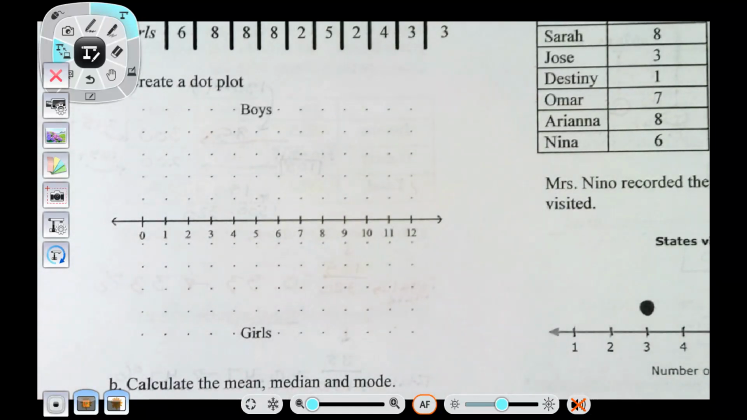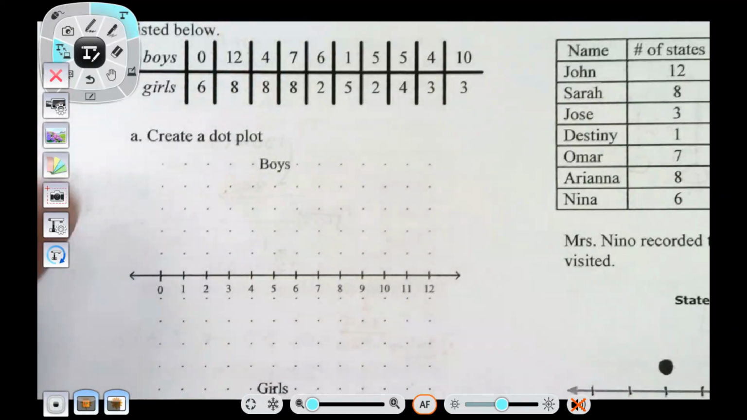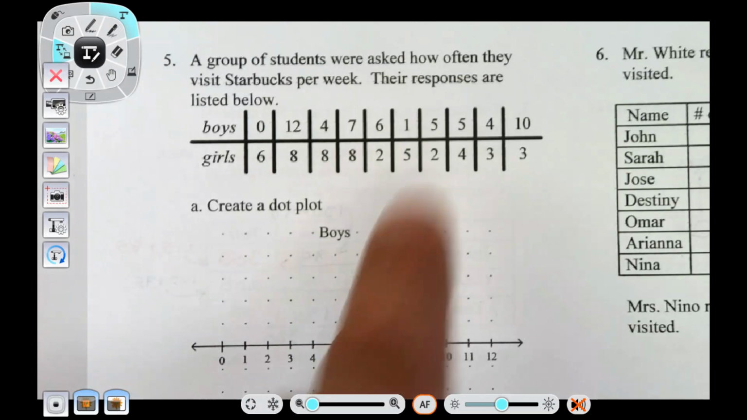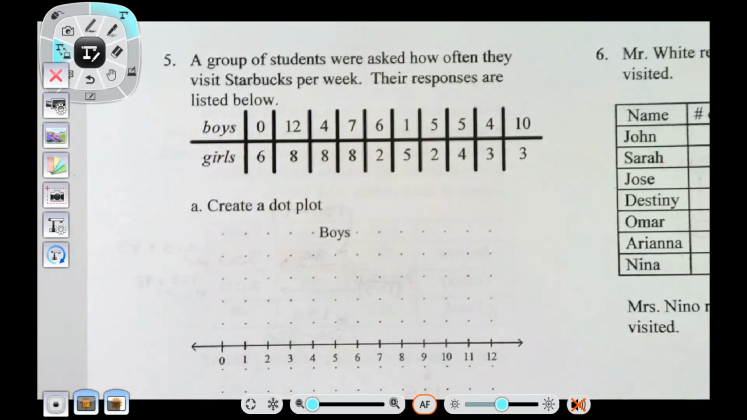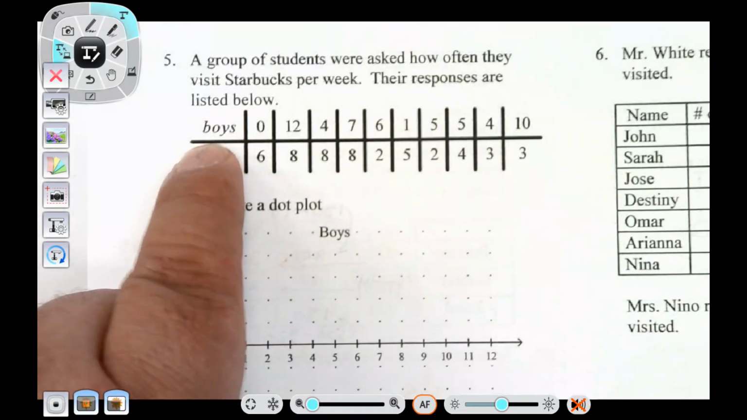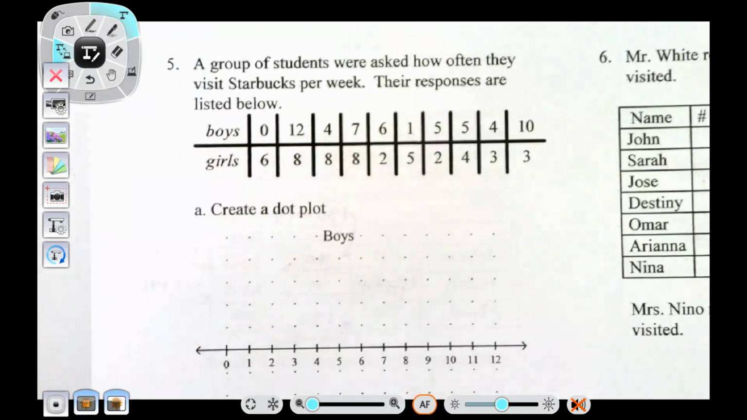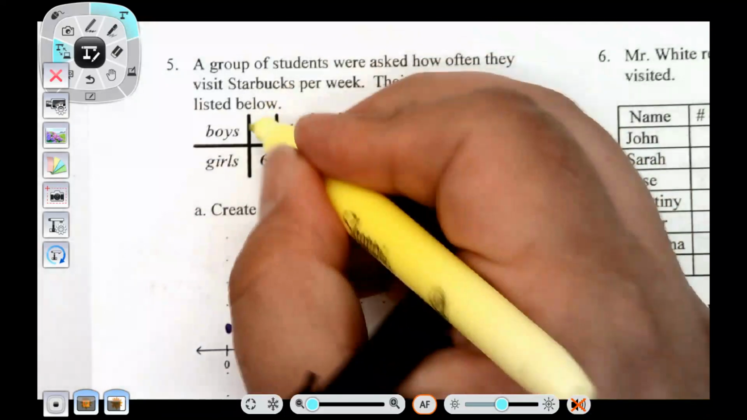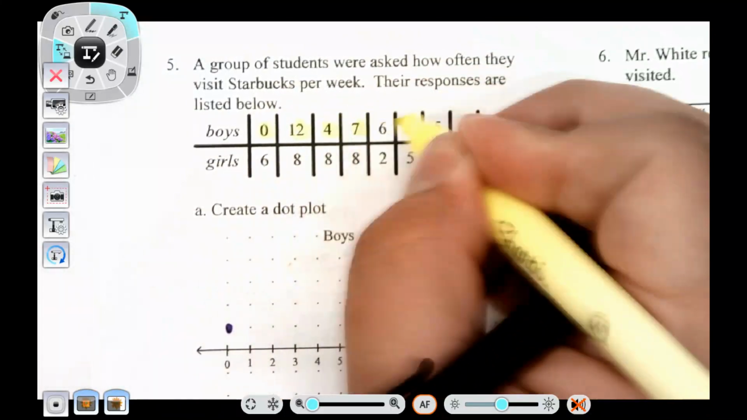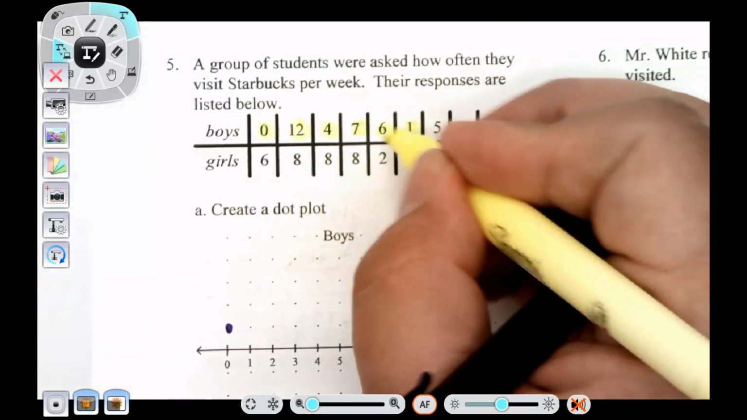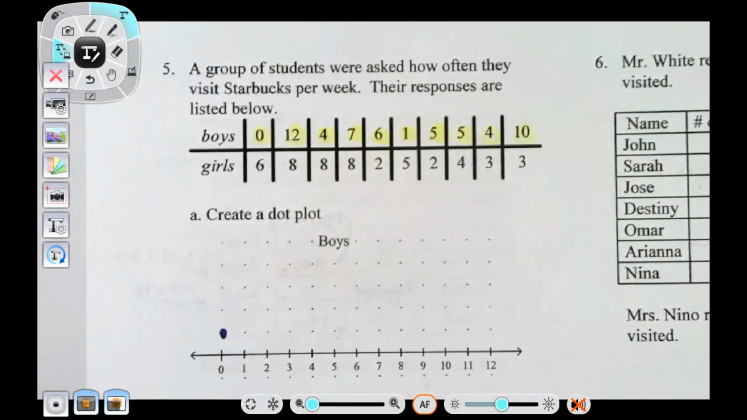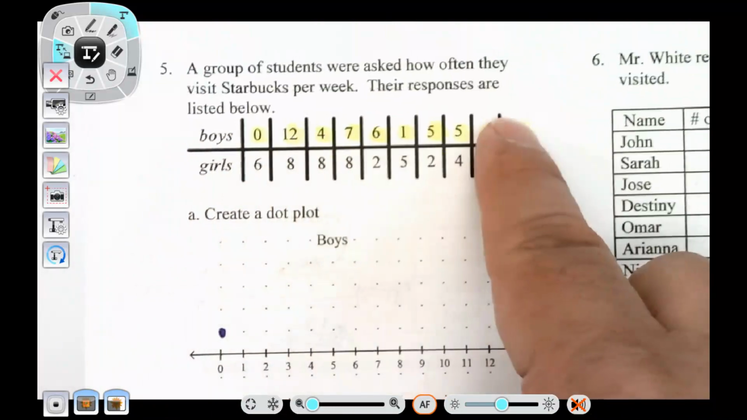Now, this dot plot was a little bit different than the one we had done before. See, it says a group of students were asked how often they visit Starbucks per week. Their responses are listed below. Boy number 1 said, no, I don't, 0. Then put a dot right there again. These are the actual answers that boys gave. It's not that I'm gonna put 7 dots, 6 dots, 5 dots, no. These are the answers they're giving me. So I'm putting a dot for each answer.